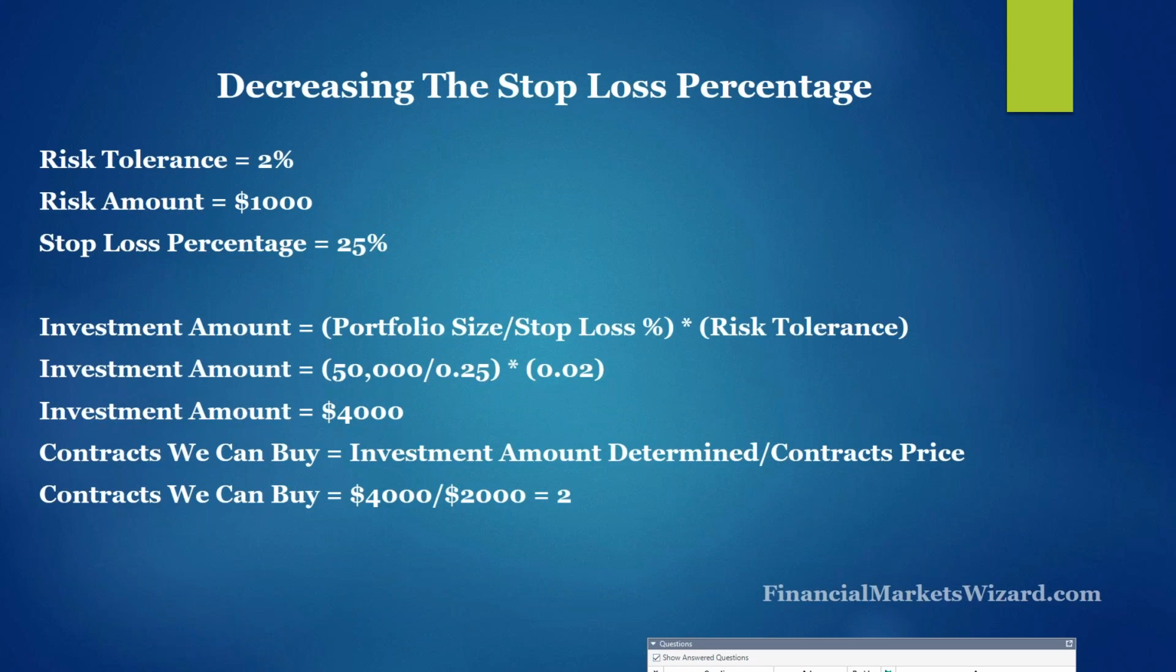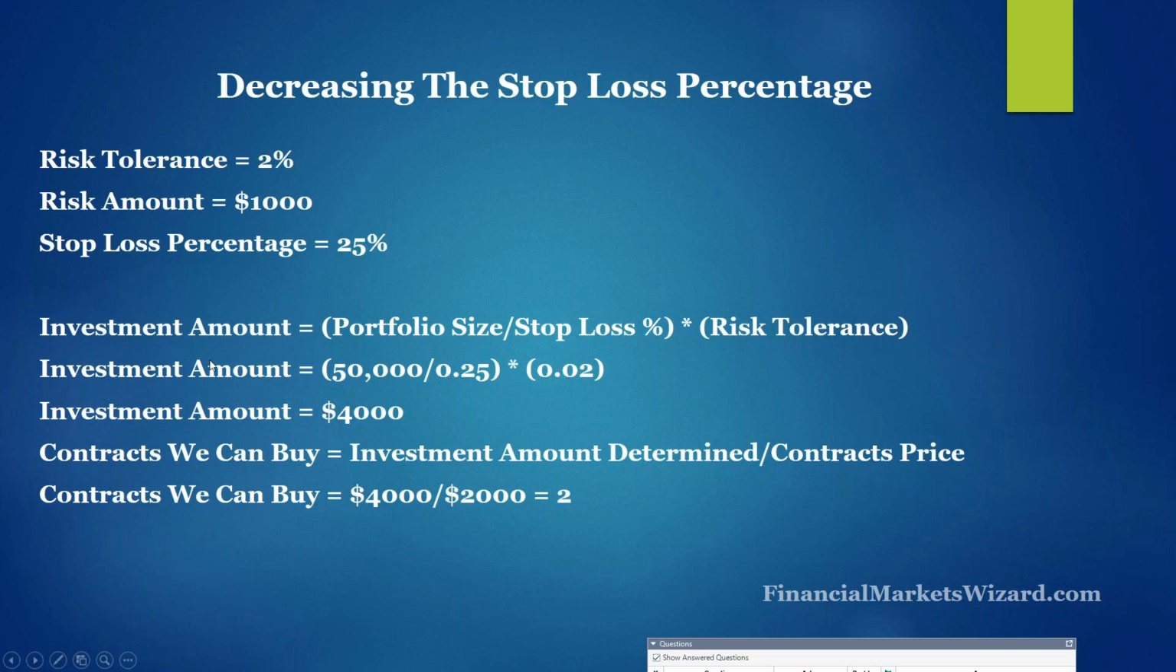Now, what if the loss percentage is tighter? Instead of 50%, the stop loss is 25%. So if the stop loss is 25%, you can buy more contracts because your stop is tighter. So let's give you the example. The risk tolerance remains the same, 2%. So we know the risk amount is $1,000 based on the portfolio size of $50,000. And the stop loss percentage, you say, no, I will get out if I lose 25% in that trade. When 25% hits, I'm out.